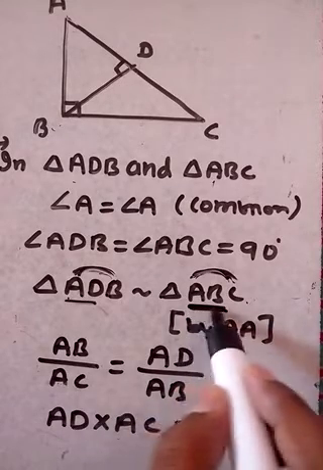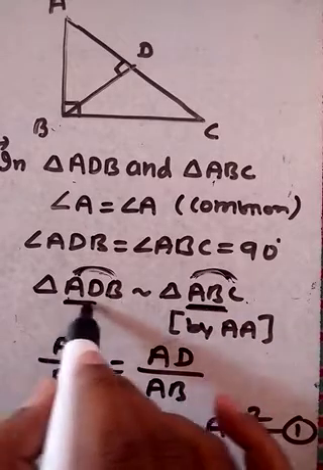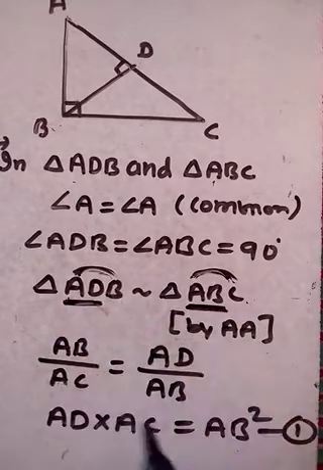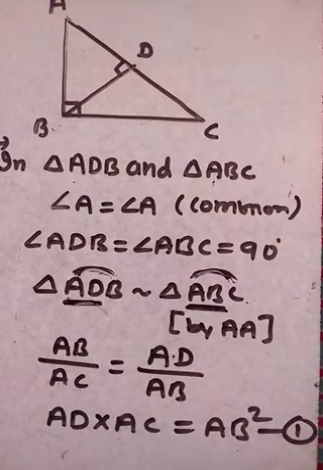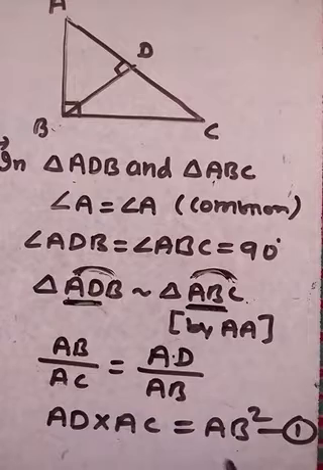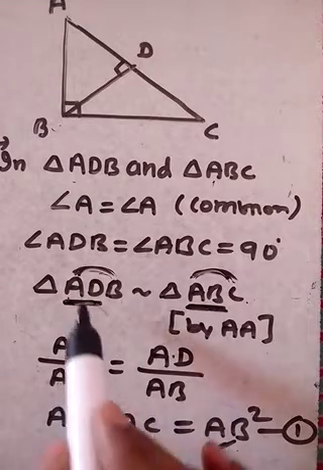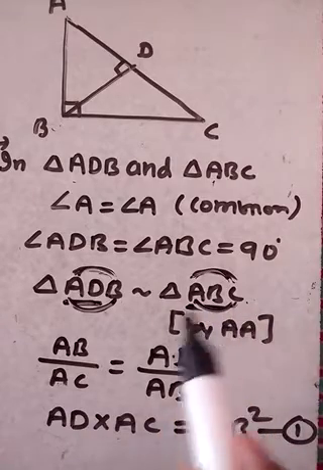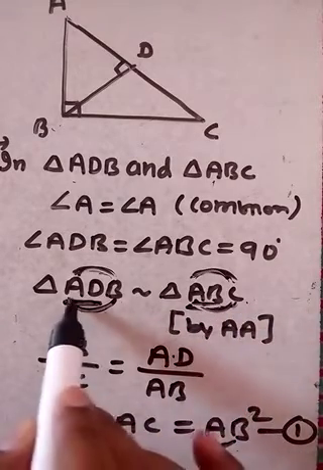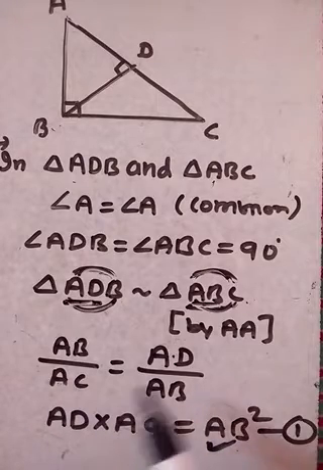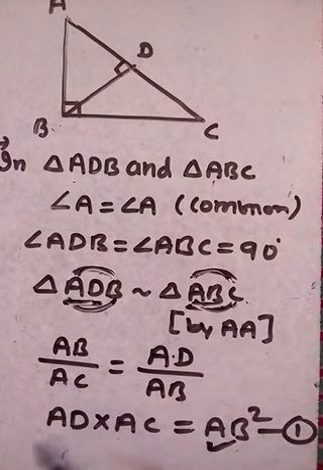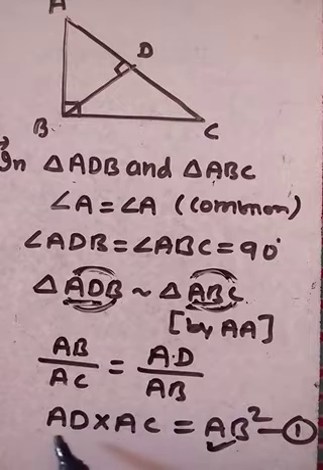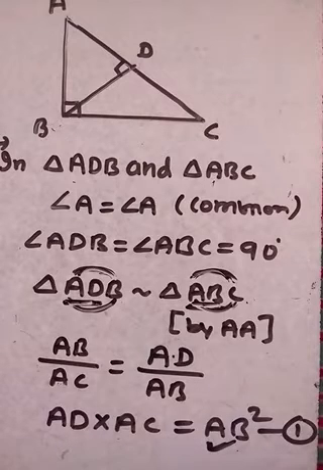So AB is at this position. Then AD is taken from this side. Then AD by AB. Means you must note that you want AB square. Then you look here, AB is here, then you select AC from this side, and on another side AB is here, then you select AD. Then AB by AC is equal to AD by AB, and now by cross multiplying you obtain AD into AC is equal to AB square, and this is the first equation.